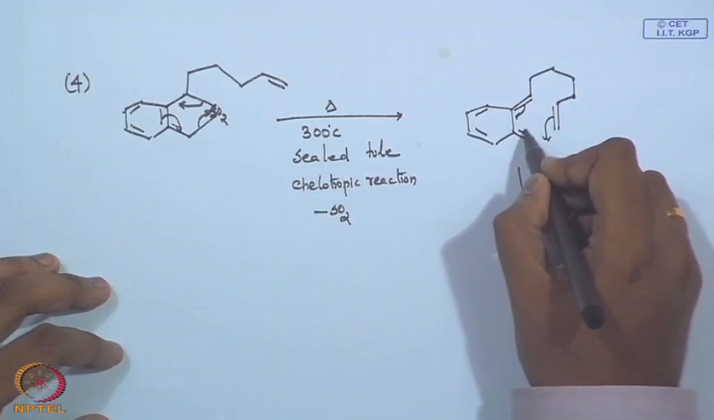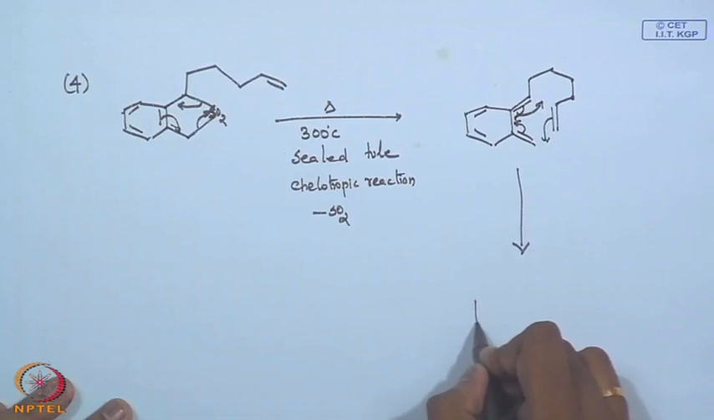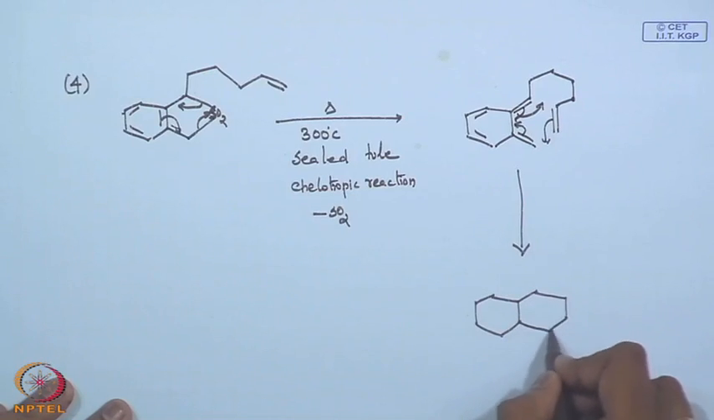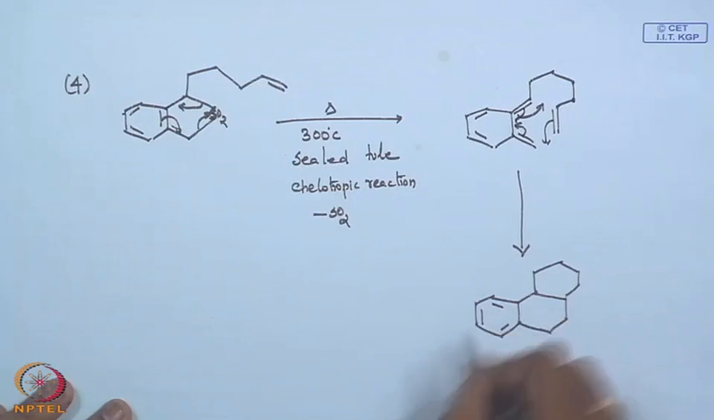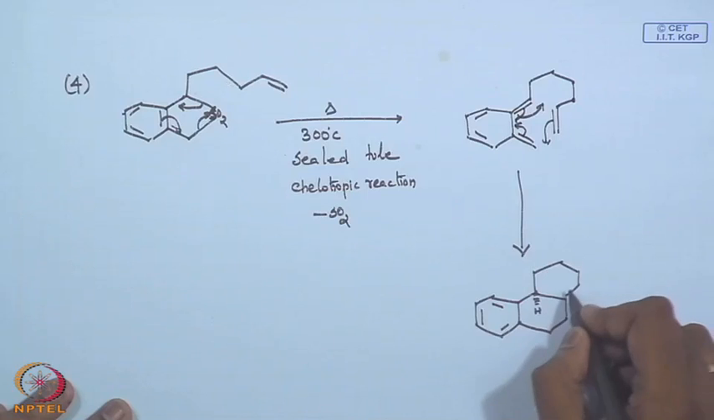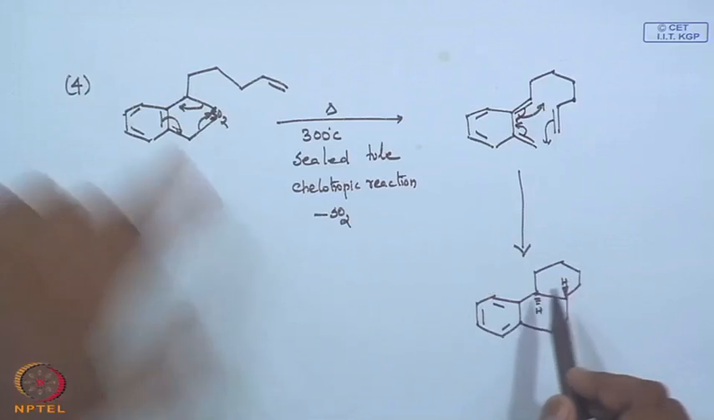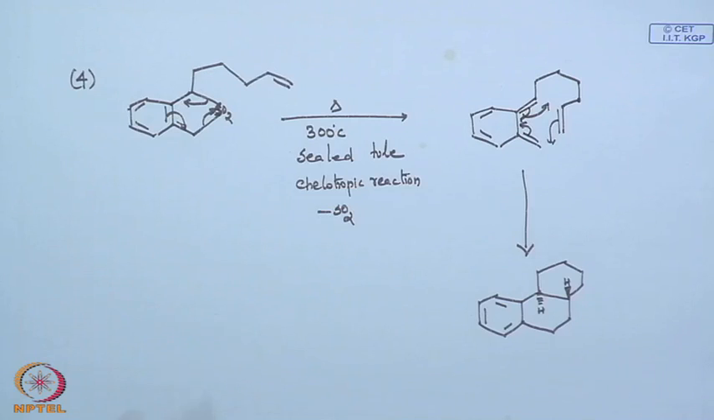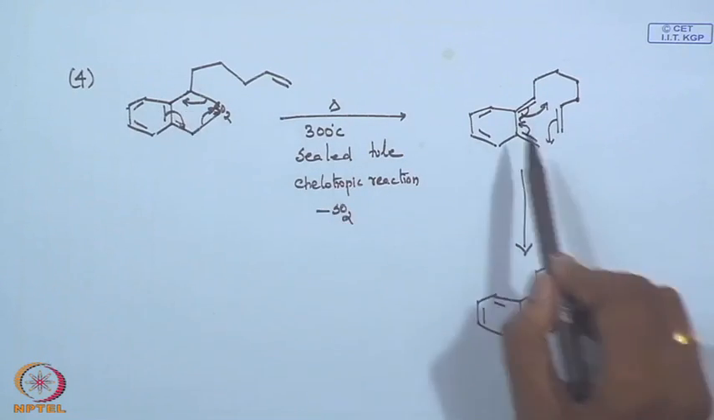Now, based on this, you see your product. You will be really interested to see the product. See, now I have constructed two rings. In this case, I have constructed the rings A, B, C. That's the really interesting part of this. You are taking a system, and once you do a chelotropic reaction, you are bringing back your diene.